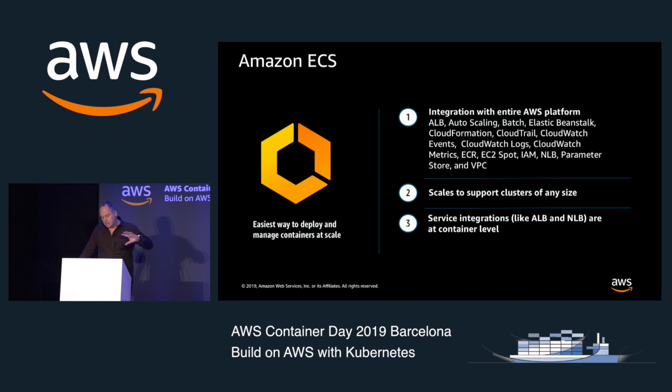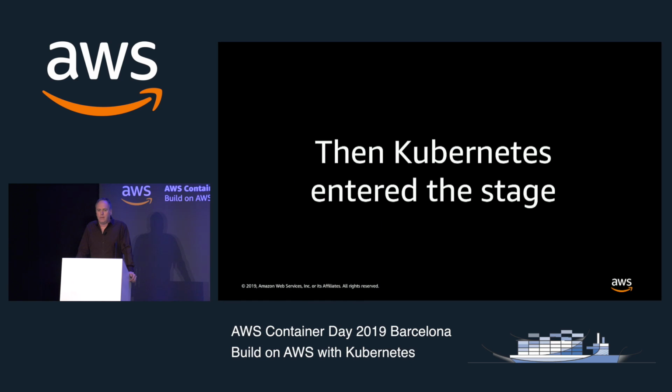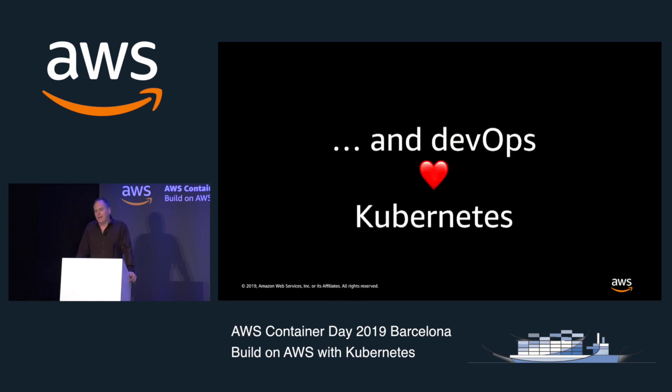It integrates nicely with the entire AWS platform. It scales to very, very large clusters, and it provides service integration like ALB and the network load balancer at the container level. So if you want to get started in a very easy way, that's the way to go. And this could be the end of the story, basically. But then Kubernetes came and entered the stage now. And we all like Kubernetes, isn't it? That's why we're here. That's why we're in Barcelona.